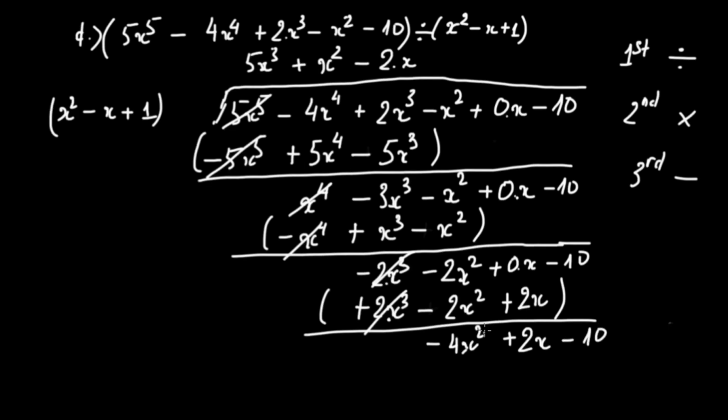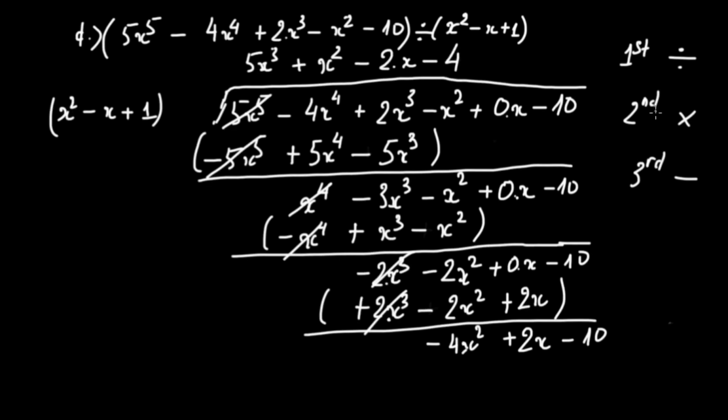Next, you see the power of the exponent is 2, right? And then this is 2. Which means you can continue to repeat these 3 steps again. You take minus 4x squared divided by x squared right here. You got minus 4. You put it here.